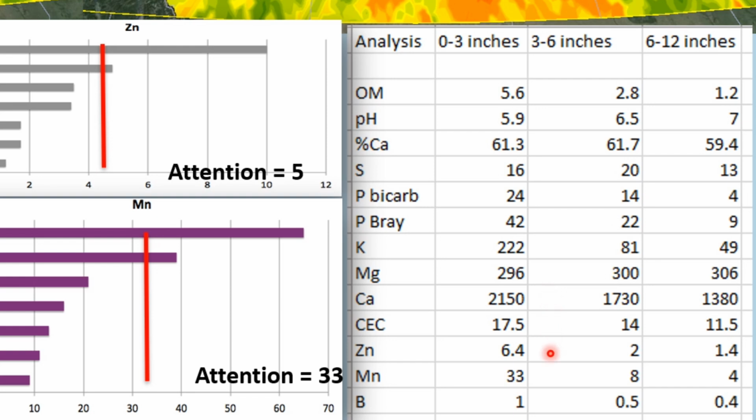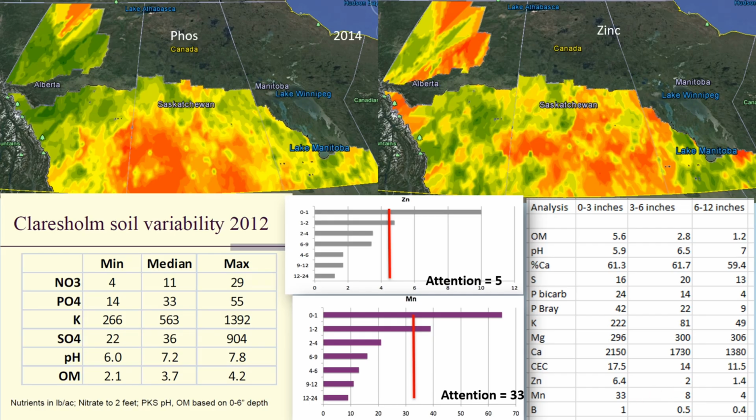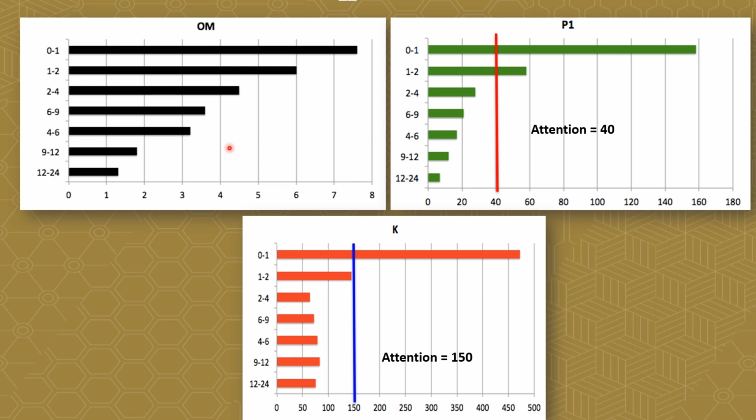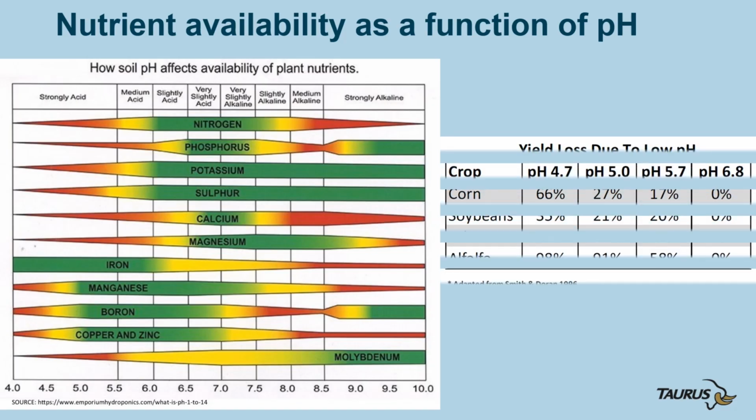Zinc deficiencies are increasing. I did 100 samples of wheat in 2020, of which 54% of those samples showed a deficiency of zinc in the final crop. Manganese levels go down rapidly, and so does boron. And we don't have to look far. Organic matter, phosphorus, and potassium, all as the roots move down into the soil profile, they're being depleted or have been depleted.